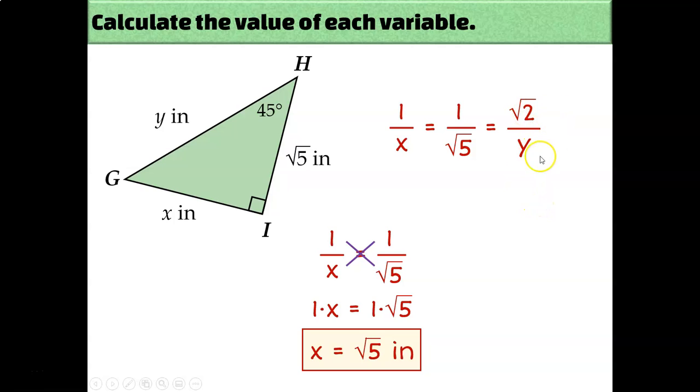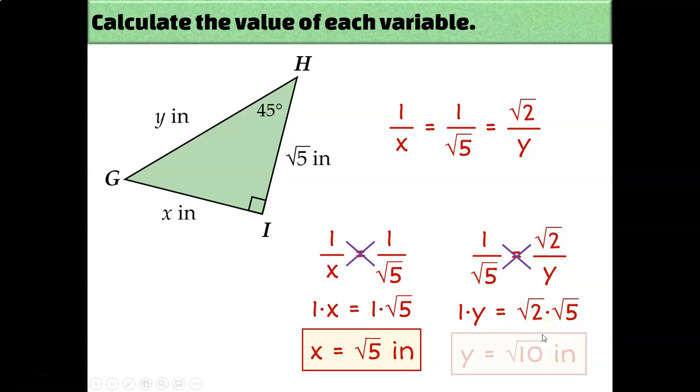I'll use the ratio that has y, of course, and I'll set it equal to the complete ratio, 1 over the square root of 5. So this time when I cross multiply and solve, I have the square root of 2 times the square root of 5. Since these numbers are both square roots, you can just multiply the numbers underneath of the radicals together, and we get an answer of the square root of 10.